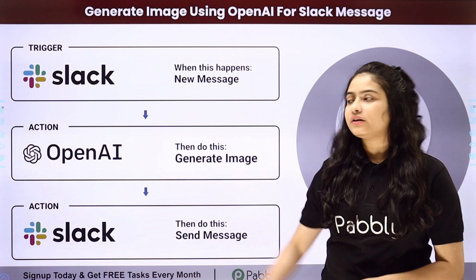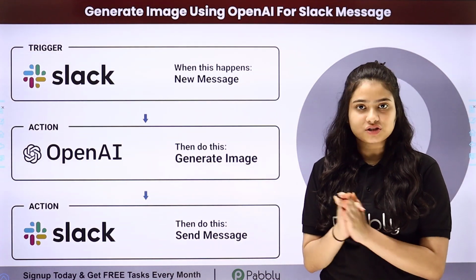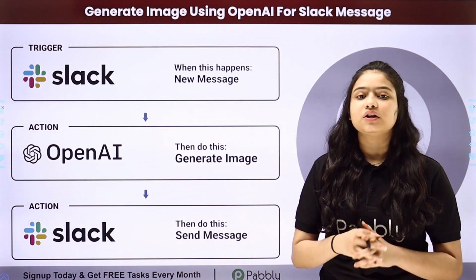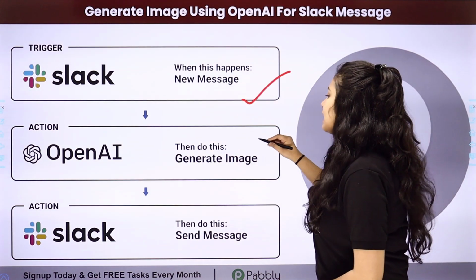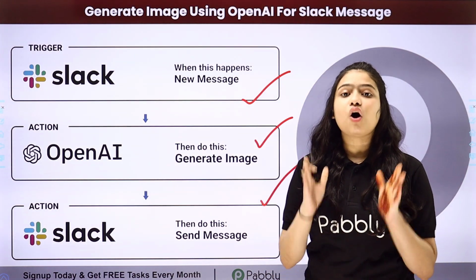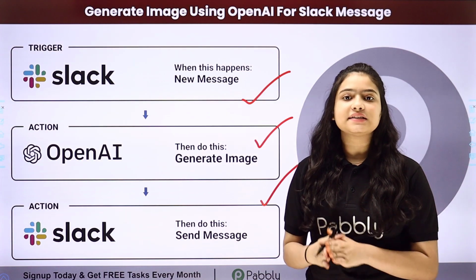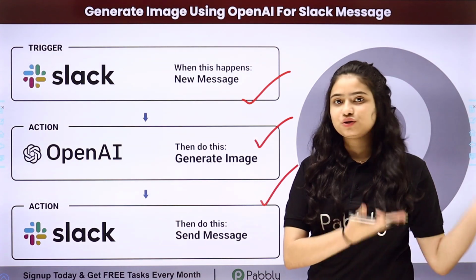For this, we will have to integrate both these applications, and we are going to do that with the help of an amazing automation and integration software, Pabbly Connect. Now here we have Slack in our trigger, and then we have OpenAI and again Slack in our action. So we are going to connect all of them by using Pabbly Connect in order to automate this entire process. And to learn this entire automation step by step, let me take you all to my screen.